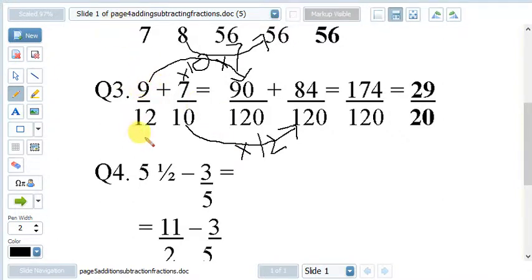So times everything in the first fraction by 10, and we get 9 times 10 is 90, 12 times 10 is 120, and times everything in the second fraction by 12. So 7 times 12 is 84, 10 times 12 is 120. So again, we've got the common denominator. So now we've got 90 plus 84, and that equals 174. And then we've got a common denominator of 120, so that gets brought forward.